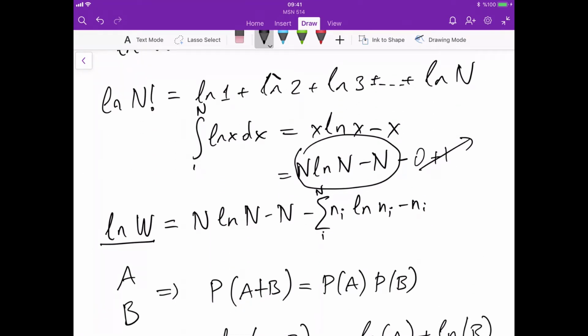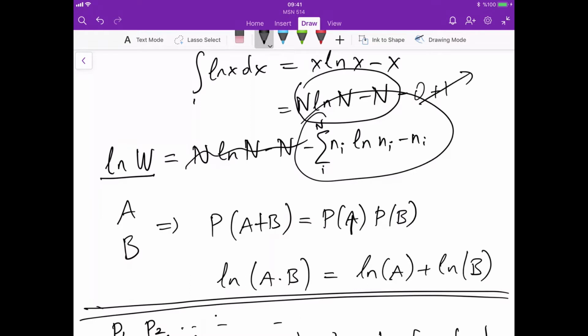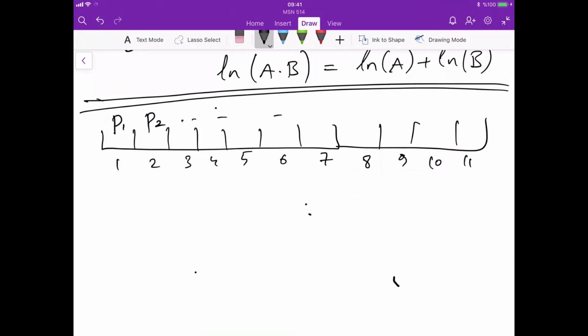I will ignore this term because it's a constant related to the total number of particles. I will use this one. What is S? It is defined as, sorry. Are you with me? So I want to find the maximum of S, the maximum of ignorance. But there is a constraint, right? What is that constraint?